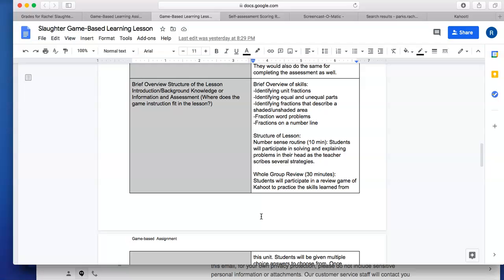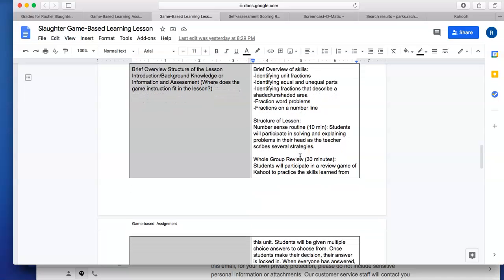All right, so just a brief overview of some of the skills that we have gone over this unit. We've gone over identifying unit fractions, identifying equal and unequal parts, identifying fractions that describe a shaded or unshaded area, and fraction word problems, fractions on a number line. So the structure of our lesson starts with a number sense routine. Students will participate in solving and explaining problems in their head as the teacher scribes several strategies. Sometimes we call this a number talk.